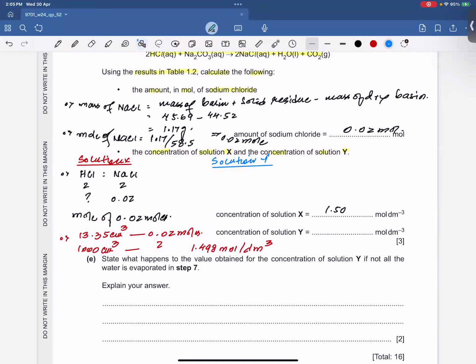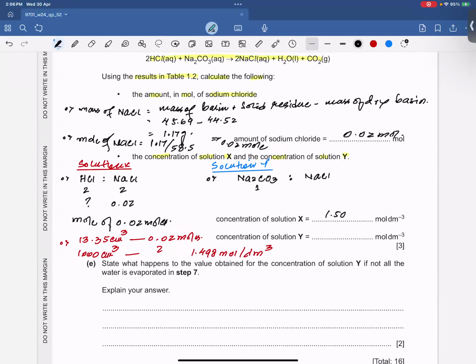And obviously for solution Y we need to compare sodium carbonate and NaCl. Now it is 1 mole, it is 2 mole according to the equation. If you determined 0.02 moles of sodium chloride, then moles of sodium carbonate will be 0.02 divided by 2, it's going to be 0.01 mole.